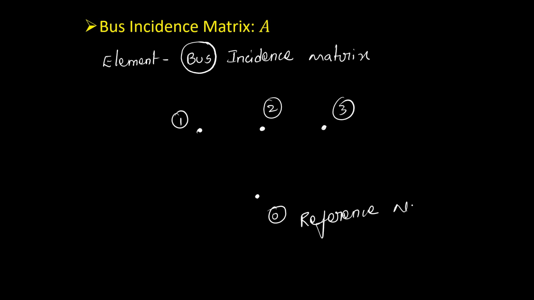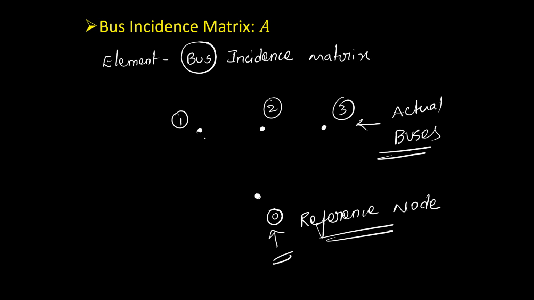Okay, one of these nodes will be considered as a reference node. I will tell you in later sessions what is meant by reference node and what we will use this reference node for. Okay, if you consider one node as a reference node, the remaining nodes will be called actual buses. In general terms, you will call them all buses only. This also you will call a reference bus, instead of reference node.